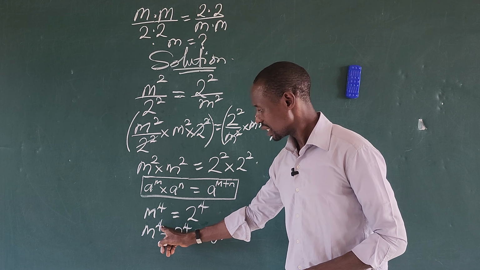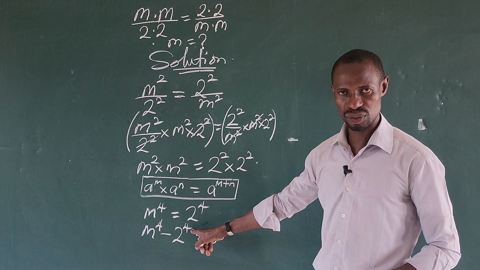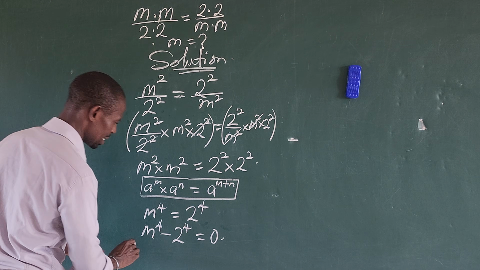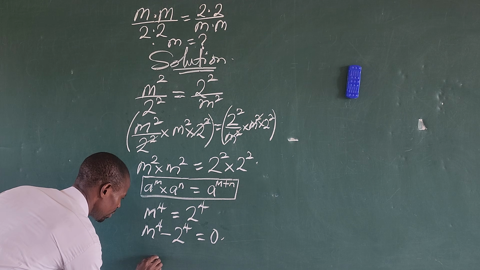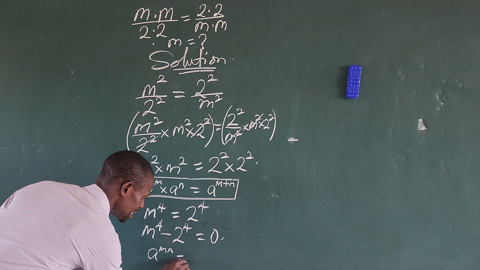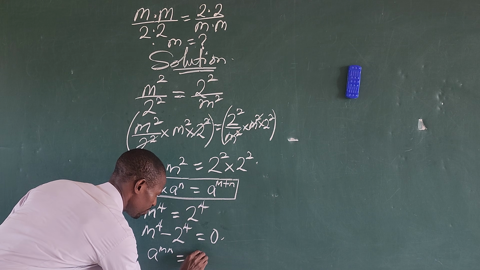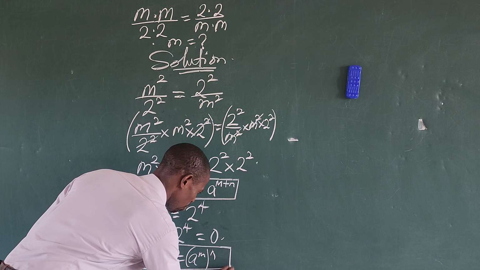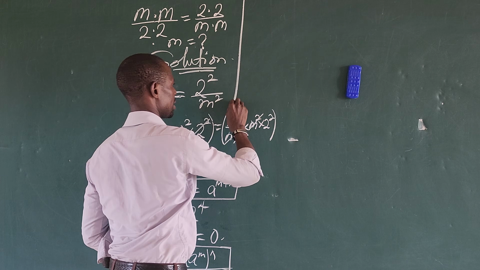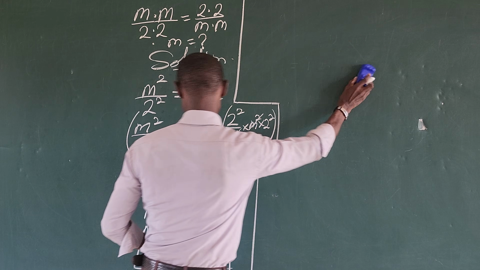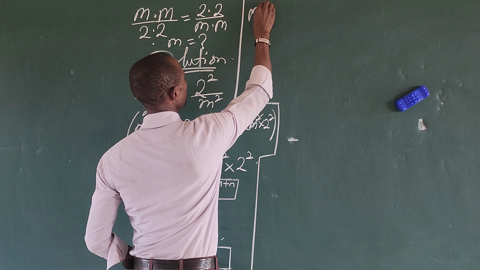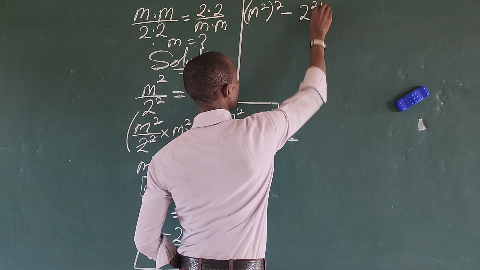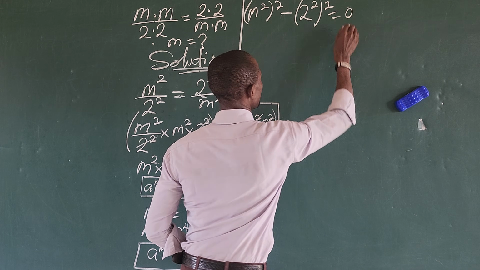We want to break this into 2 times 2, and break this into 2 times 2, so that we can have what we call the difference of two squares. So we can go ahead to rewrite this. According to the law, if you have a to the power of mn, this is equal to a to the power of m, bracket n. If we consider this very law, we can rewrite this and break the powers down. In other words, we can have m to the power of 2, bracket 2, minus 2 to the power of 2, bracket 2, equal to 0.